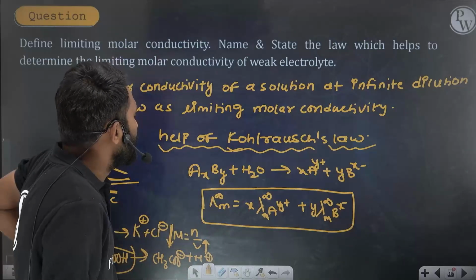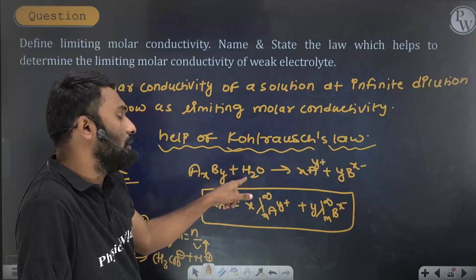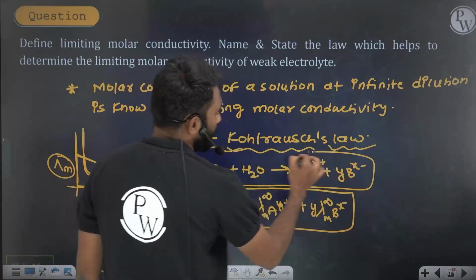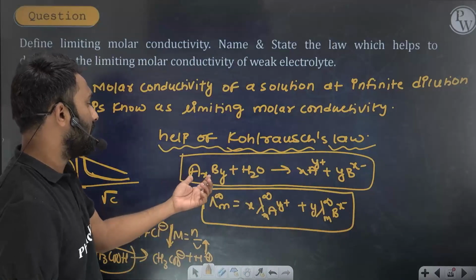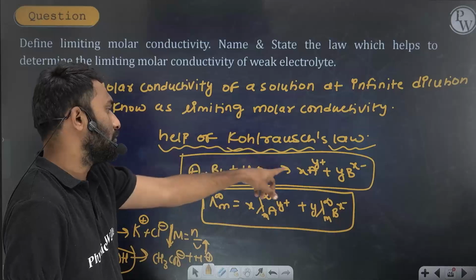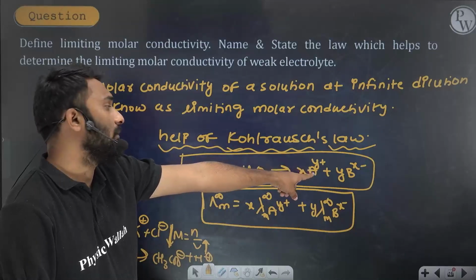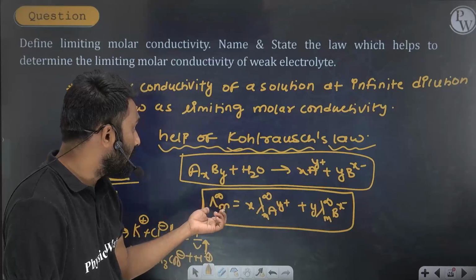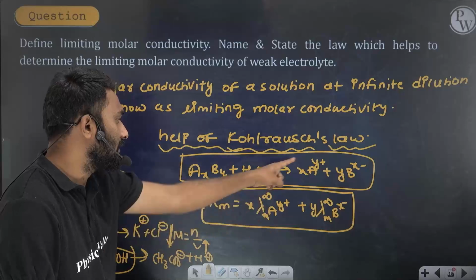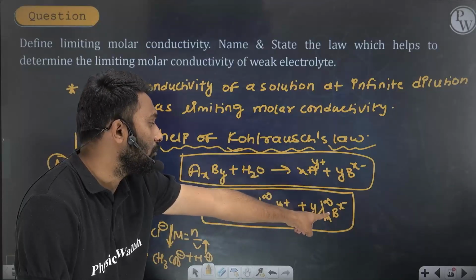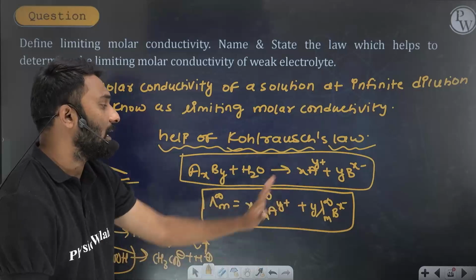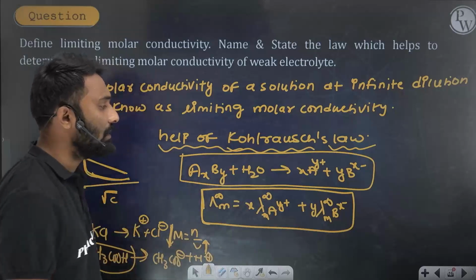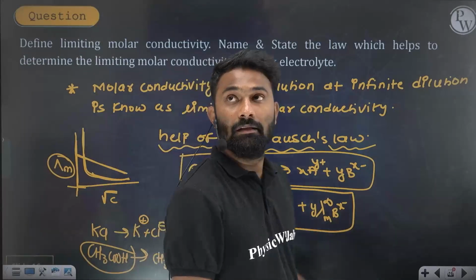That is why, for AxBy plus H2O, you know that AxBy dissolved in H2O converts into x A to the power y plus and y B to the power x minus. The limiting molar conductivity is that of A plus that of B, the cation and the anion, found with the help of Kohlrausch's law. This is the Kohlrausch law.